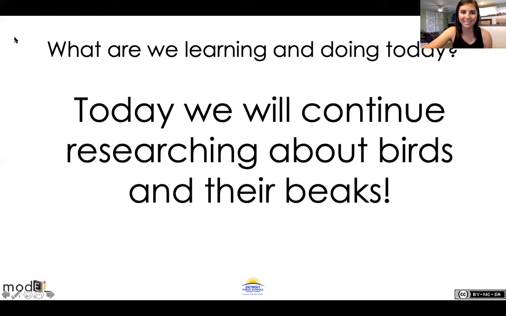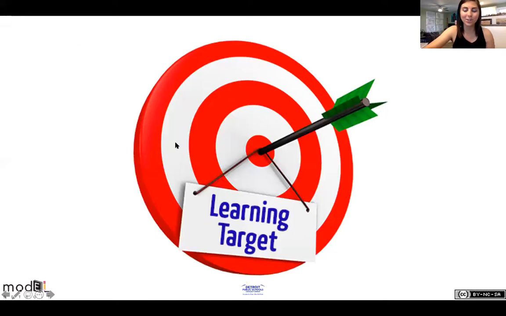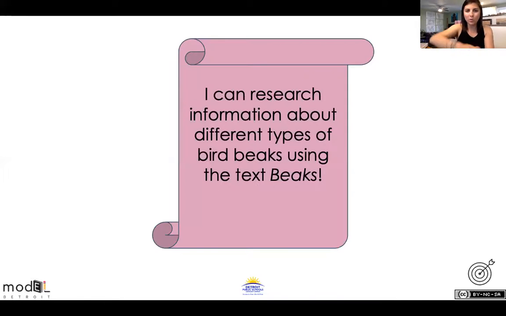Lesson 9. What are we learning and doing today? Today we will continue researching about birds and their beaks. Our learning targets. All right, get your bow and arrow ready. I can research information about different types of bird beaks using the text Beaks. Awesome. So we're going to be using this text Beaks. Like I said, we're going to be using this for the next several days.